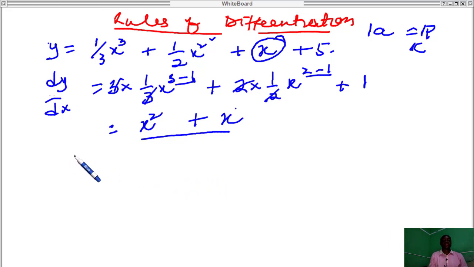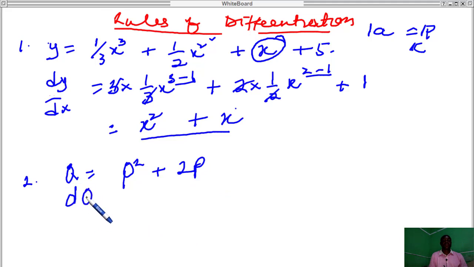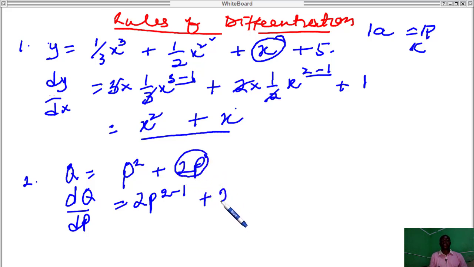Now let's take an example. This is example 1, now example 2. Let's say we have q is equal to p squared plus 2p. So we are differentiating this to get dq over dp. So the power is what? 2p, the power minus 1. But this one doesn't have any power, it's 1, so it will be 2. So we'll get 2p plus 2. So we should take note of these things.